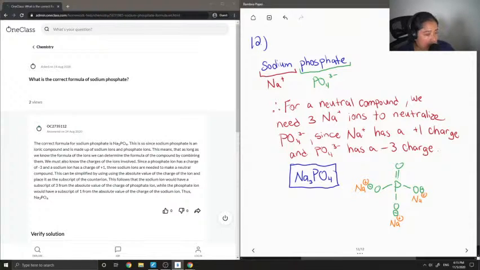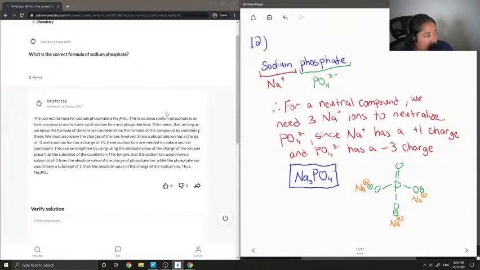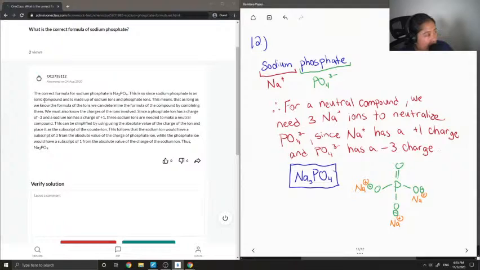Okay, so that is the structure of sodium phosphate. So let's see what our junior tutor said. The correct formula for sodium phosphate is Na3PO4. This is so since sodium phosphate is an ionic compound and is made up of sodium ions and phosphate ions. This means that as long as we know the formula of the ions, we can determine the formula of the compound by combining them. We must also know the charges of the ions involved.